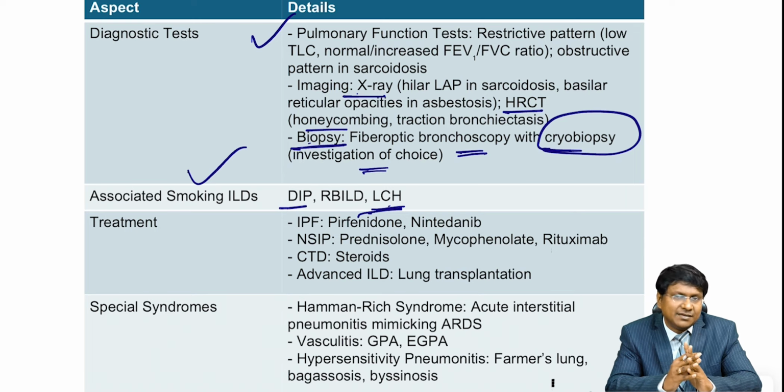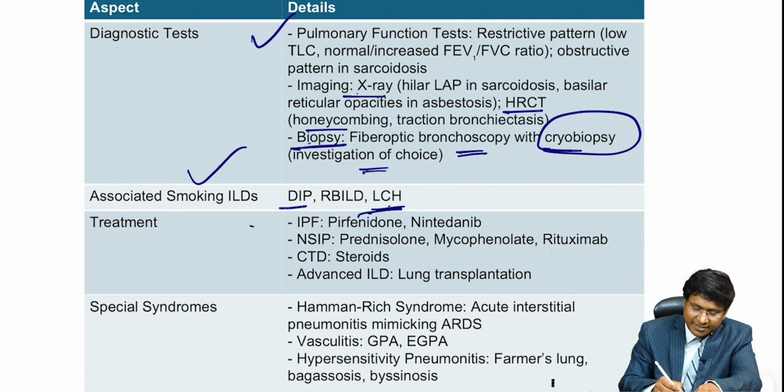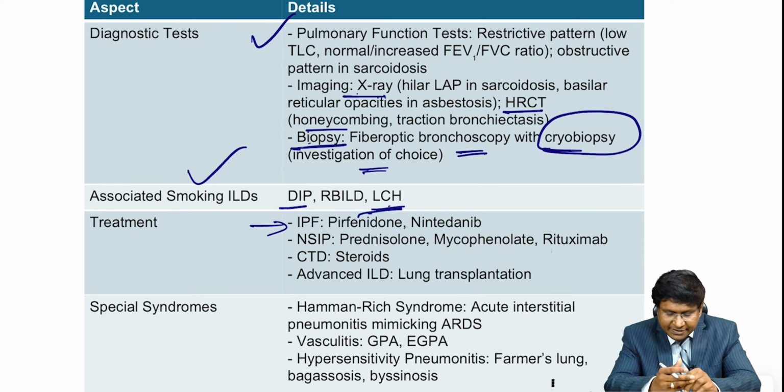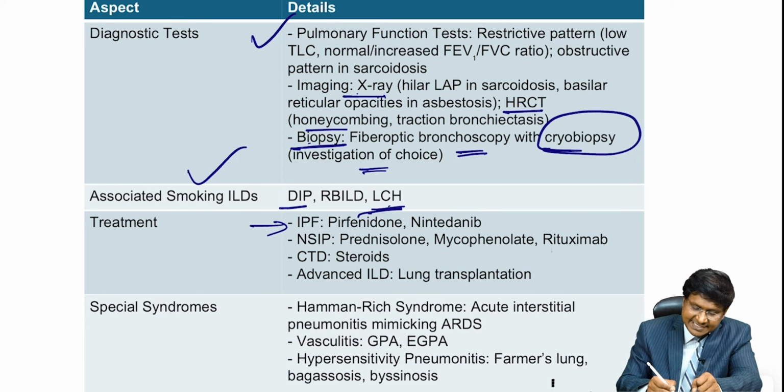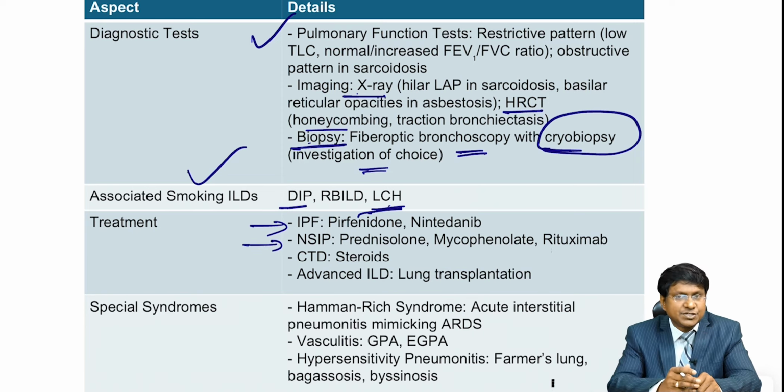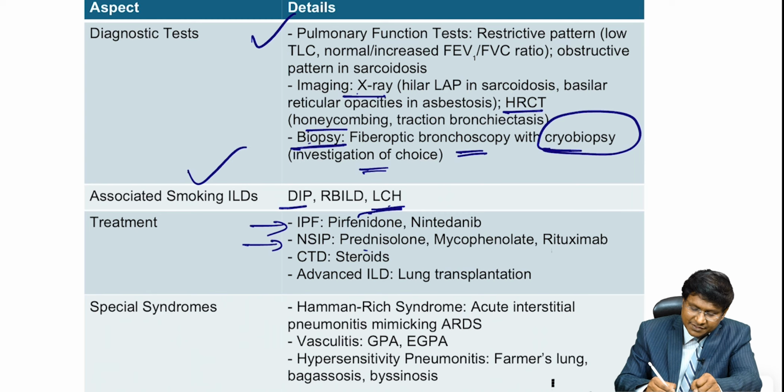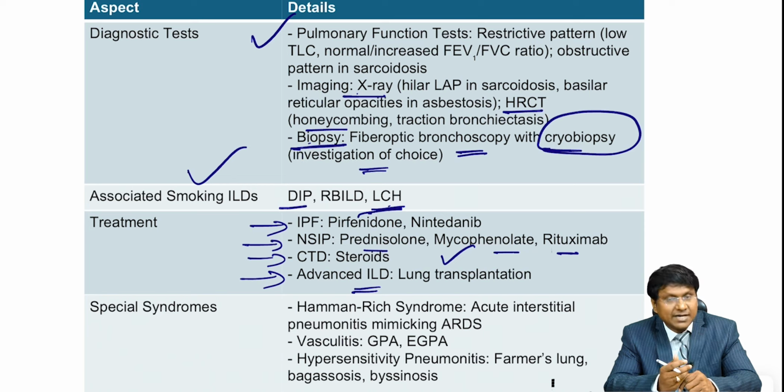And how do you treat these patients with the ILDs? The treatment includes pirfenidone and as well as nintedanib. And for non-specific interstitial pneumonitis, the drugs that we give are prednisolone, mycophenolate, and rituximab. And for connective tissue diseases, the drugs that we give are steroids. And in advanced cases of interstitial lung diseases, you need to do lung transplantation.